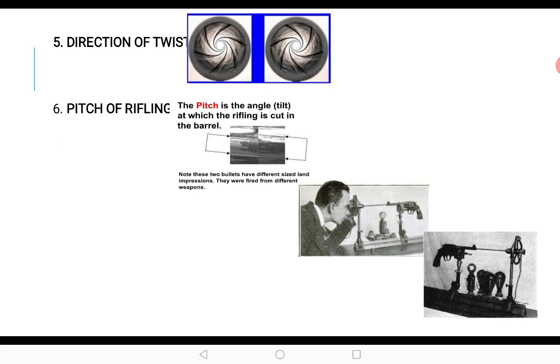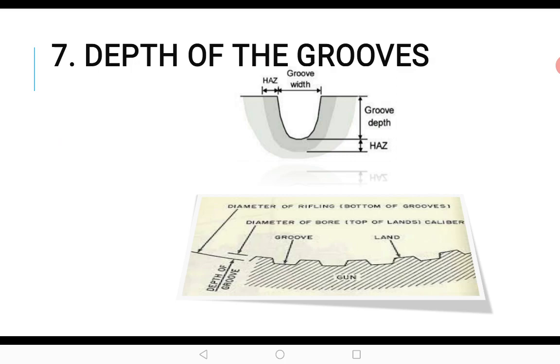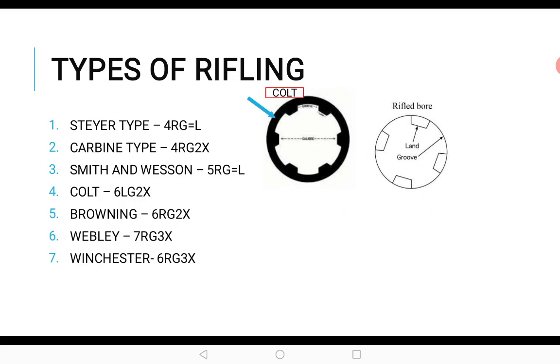The other one is the pitch of rifling. It is the measure of the twisting of the lands and grooves. Again, it is the measure of the distance advanced by the rifling in order to make a complete turn inside the barrel. And the last one is the depth of the grooves. That is measured on a radius of the bore. Grooves are usually a few thousandths of an inch deep, which is equal to the height of the lands. Now let's talk about types of rifling.